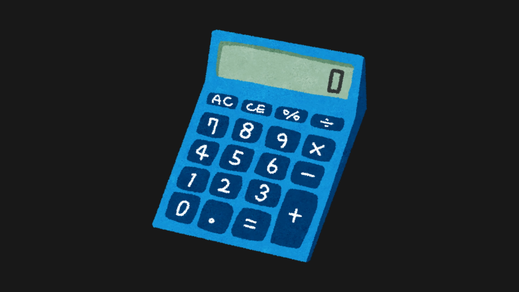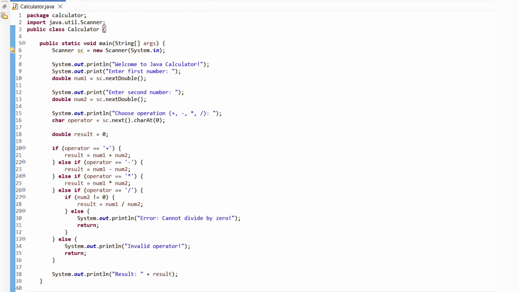Let's build a basic calculator using Scanner. Here's how it works. The program asks you to type two numbers. You choose an operation: addition, subtraction, multiplication, division. The program calculates and gives the result.